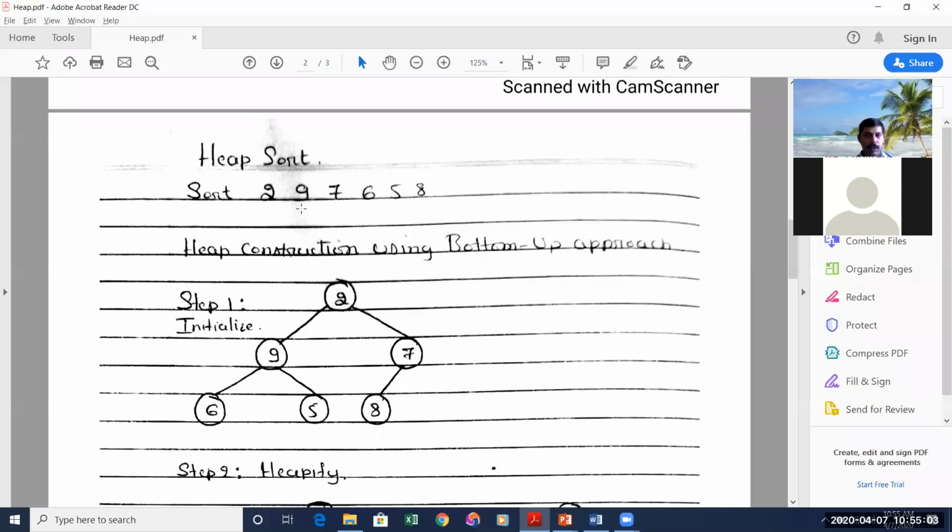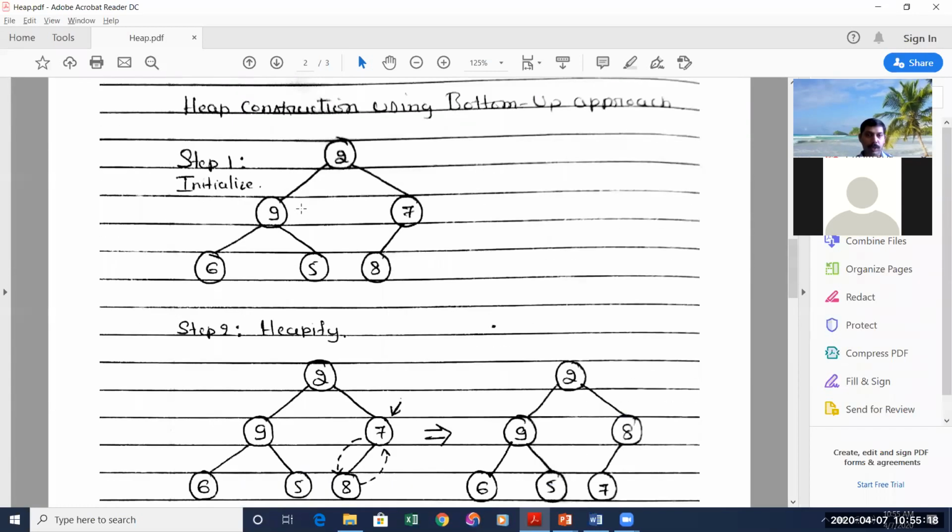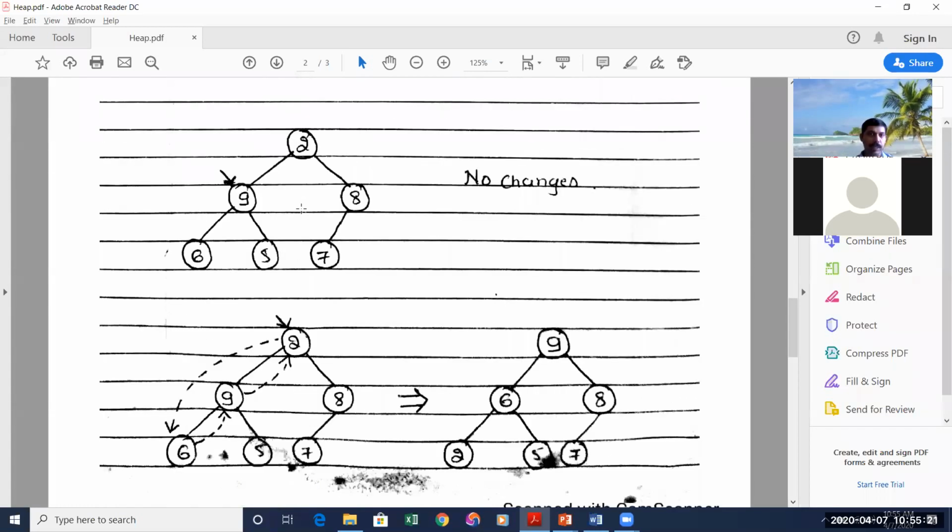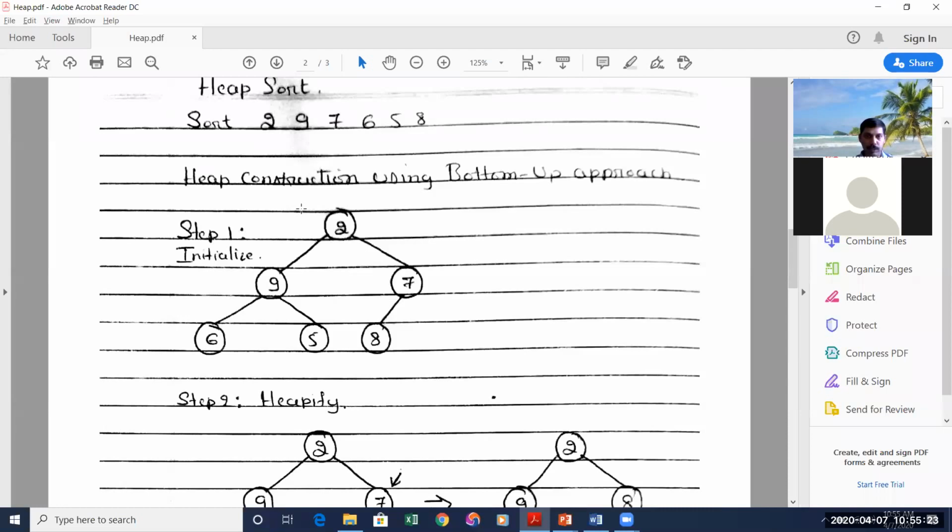Next, in the process of heap sort, there are two steps. One is heap construction, and the second one is sorting. Sorry, first one is heap construction, and the second one is sorting, that is using the maximum key delete. So please remember these two steps.